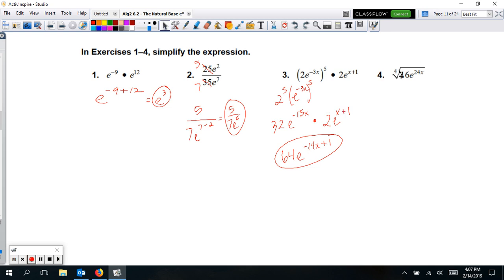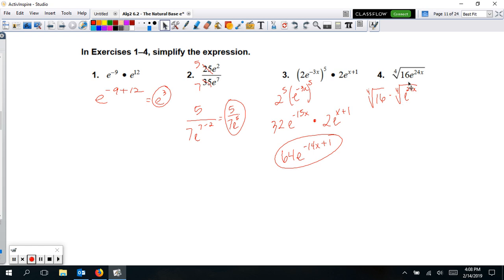And then for number 4, we have this fourth root. We can separate this out first, because 16 is a perfect fourth root, so we can do that first if we want to. We see that as the fourth root of 16, and then the fourth root of the rest of this with the e to the 24x. And we know that the fourth root of 16 should be 2.